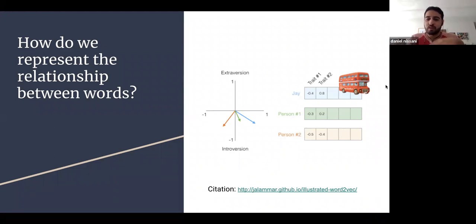Let's say there's this person, Jay, and two other people, and they all took a Myers-Briggs test. Myers-Briggs is a personality test that assesses you on 5 different traits. At the end of the day, I want to know how similar I am to someone else. You might remember from linear algebra, these are vectors.